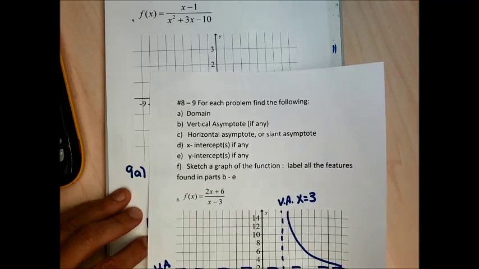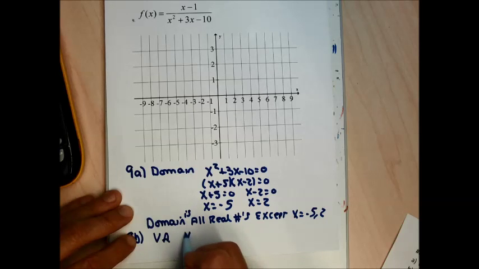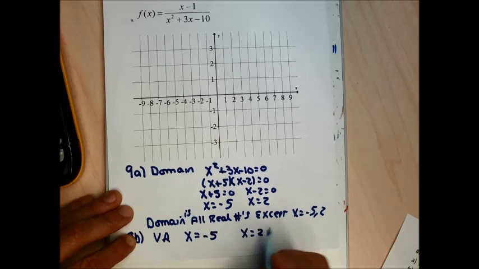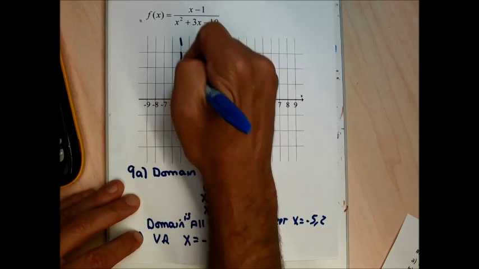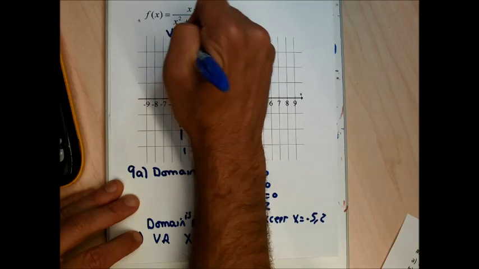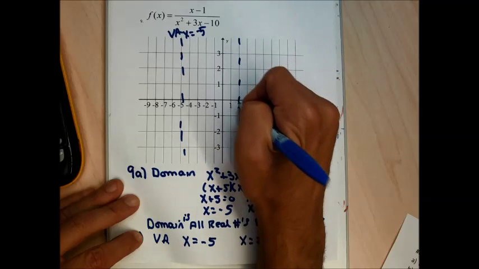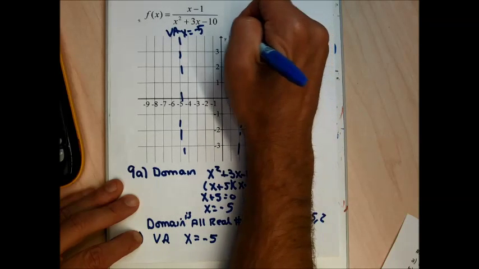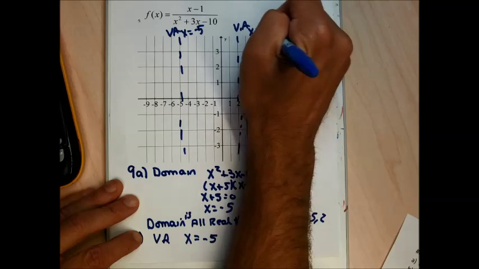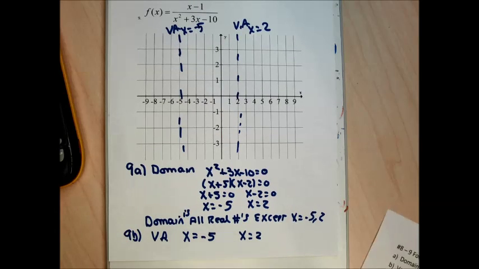Part B wants the vertical asymptote, and for us that just comes right from the domain. The vertical asymptotes are going to be x equal to -5 and x equal to 2. Let me put these on my graph before I forget to do them. So draw a vertical line through -5 on the x-axis and a vertical line through 2 on the x-axis. Done with that. Moving on to the horizontal asymptote.